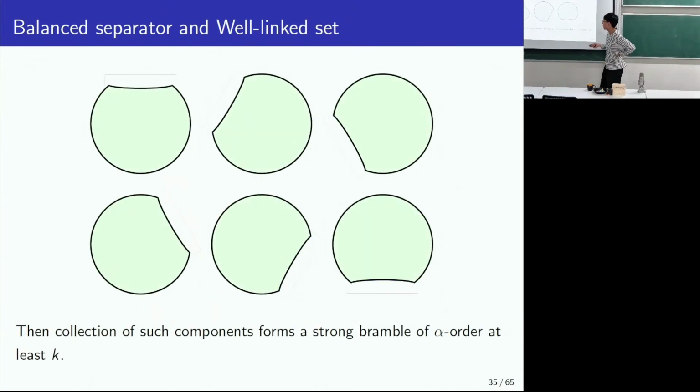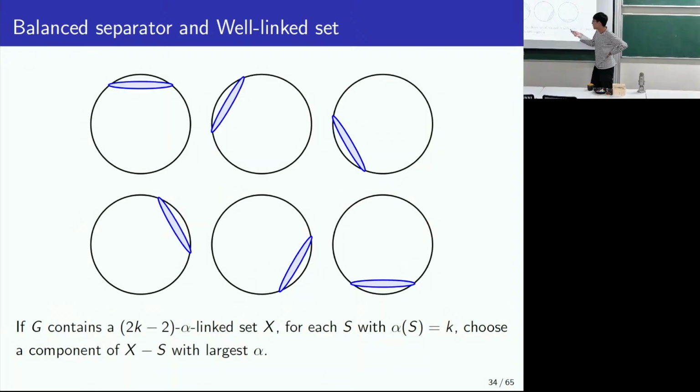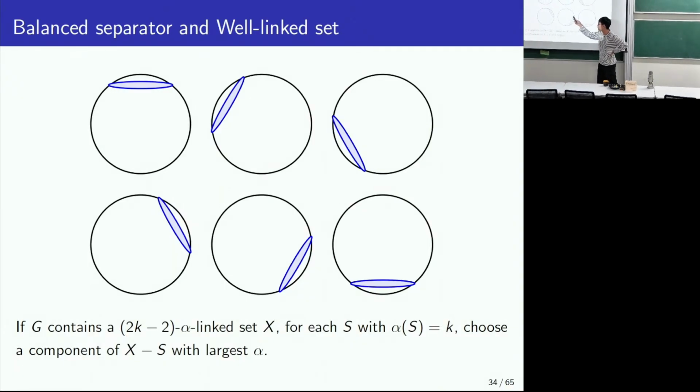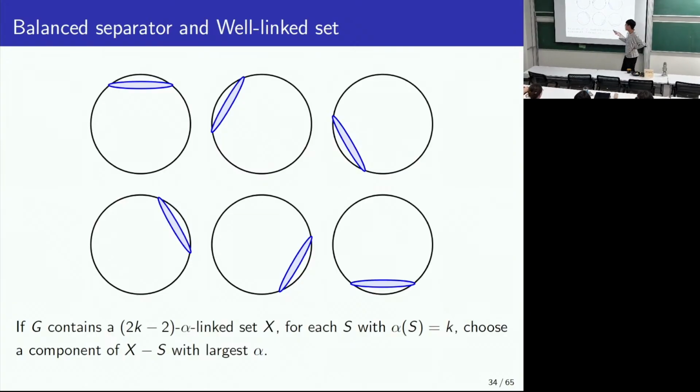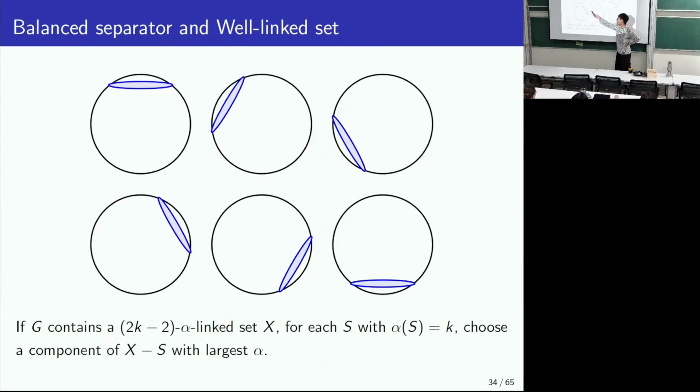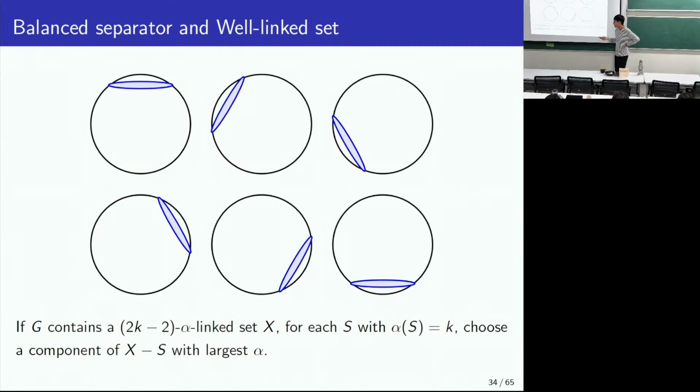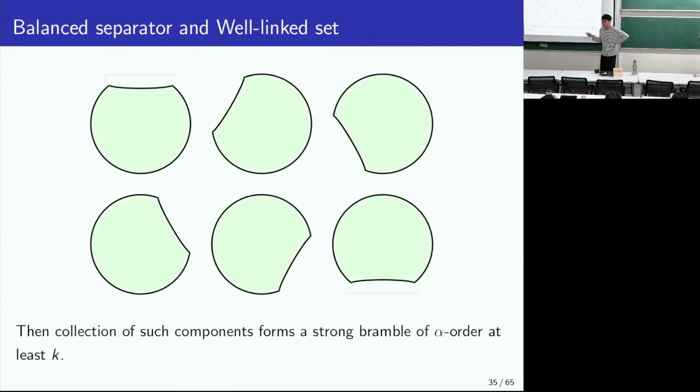So back to the proof. Let's say if there is a hitting set with small independence number, the hitting set must be some of these blue sets, right? So we have to find one bramble element that does not meet this hitting set, which is a contradiction. So this gives a strong bramble with large alpha order.